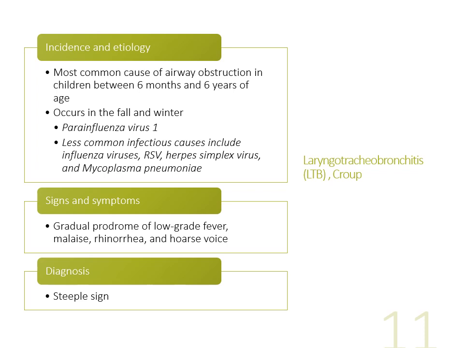Parainfluenza virus 1 is the most common cause. It results in a biannual or every other year epidemic in the United States during October through February, usually of odd-numbered years. Other much less common infectious causes include influenza virus, RSV, herpes simplex virus, and Mycoplasma pneumoniae.